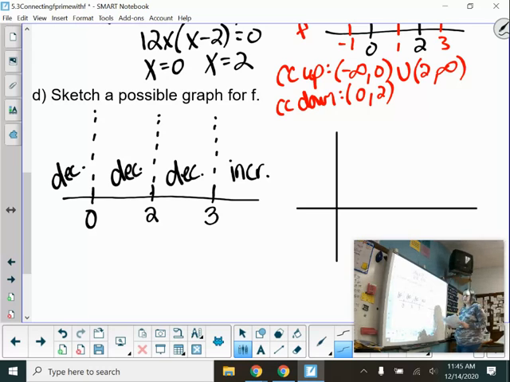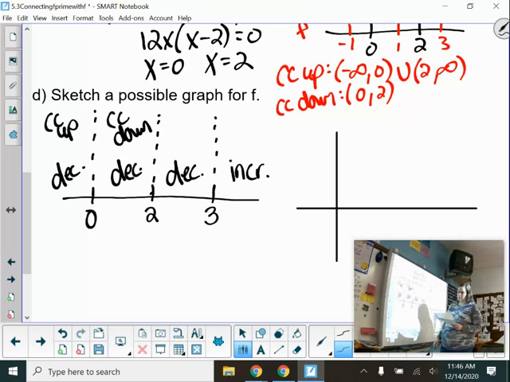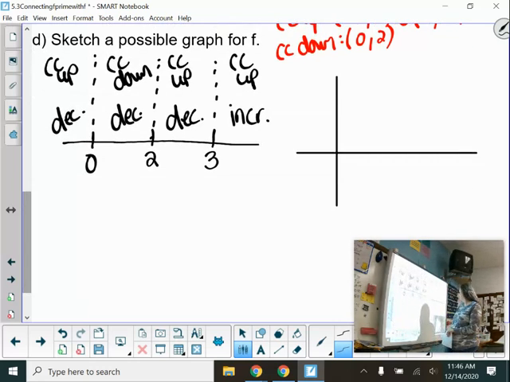Now if I look at my concavity, less than 0 was concave up. 0 to 2 was concave down. 2 to 3 was concave up. And 3 on was also concave up. So I have all of this information here, and I'm going to then go through and sketch out my graph and get something that matches with my situation.